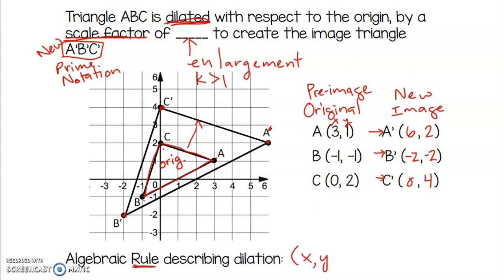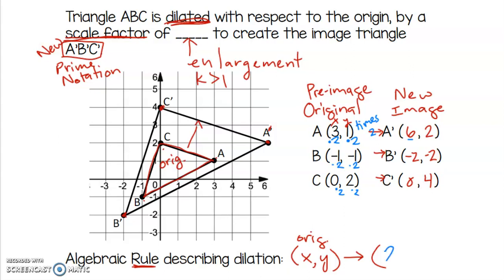We start with the original. Okay, so this is our pre-image, our original amount. And then we're going to tell ourselves, what are we doing to the coordinates? Well, let's go look. Okay, scale factor means multiplication. So 3 times what gets me to 6? 3 times 2 gets me 6. 1 times 2 gets me to 2. So if I multiply all of these times 2, times 2 times 2, hey, -2, -2. 0 times 2, 2 times 2, there's 0 and 4.